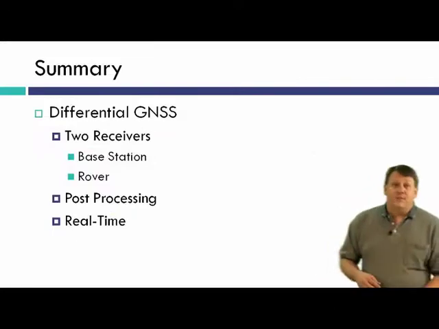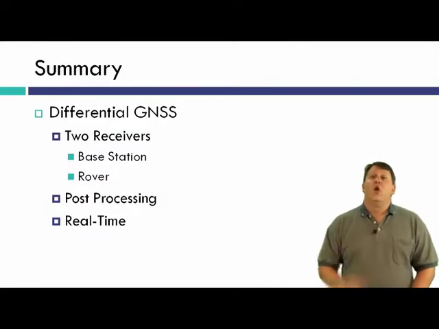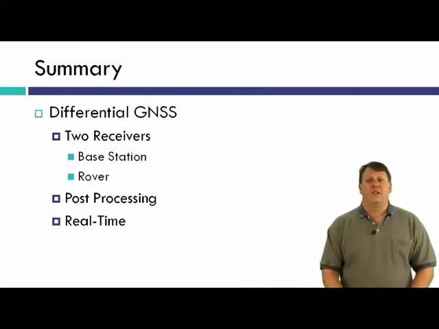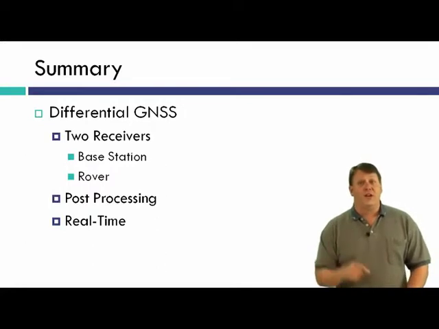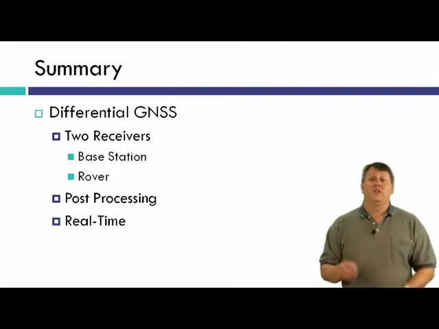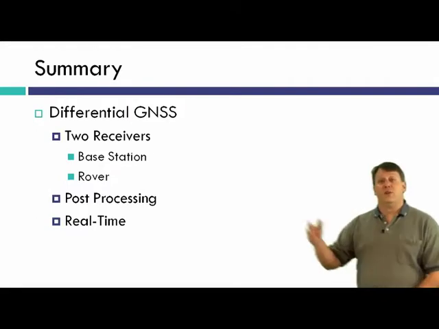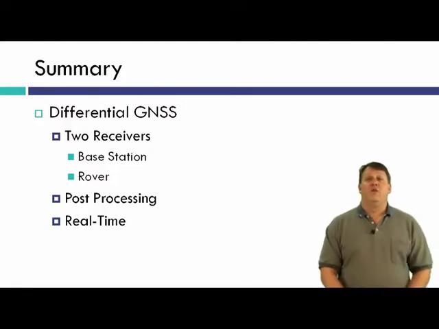To summarize, differential GNSS requires two receivers. One receiver is referred to as the base station, and the other receiver is referred to as the rover. Remember, that's us out there collecting data. Our data can be corrected by using two techniques, either post-processing, where we do it in the office, or real-time, where our corrections are being done for us out in the field.